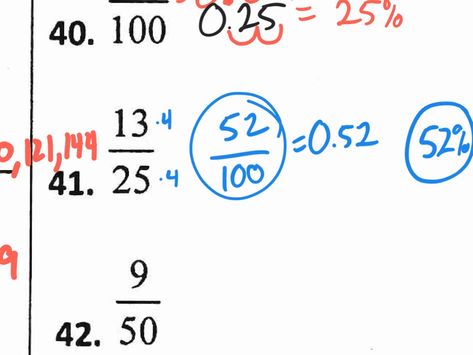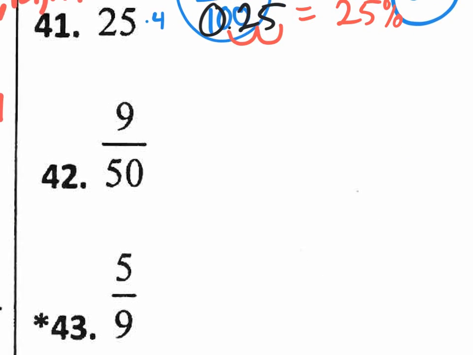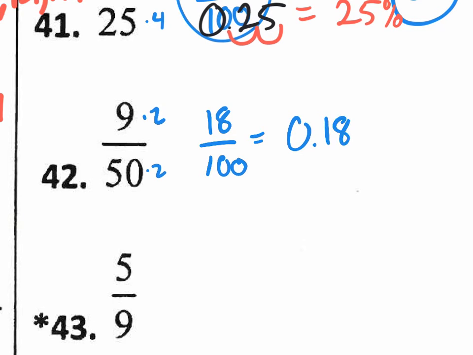You could have divided 13 by 25, and you would still get the answer 0.52, and you could convert that to a percent. Okay, we could use that same trick on 42. So what percent is this going to be if you change this to 100? It's going to be 18%, right? So if you were to change this by multiplying both top and bottom by 2, you'll get 18 over 100, which as a decimal is going to be 18 hundredths, 0.18, and as a percent it's going to be 18%.